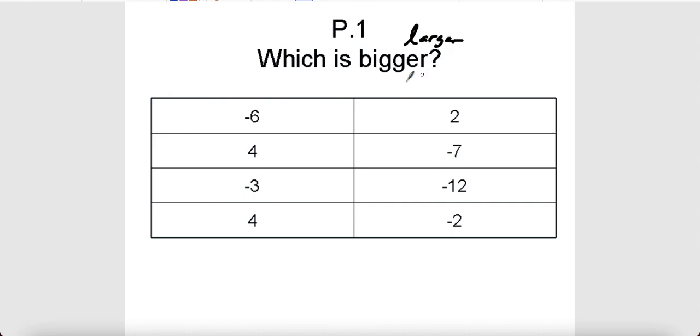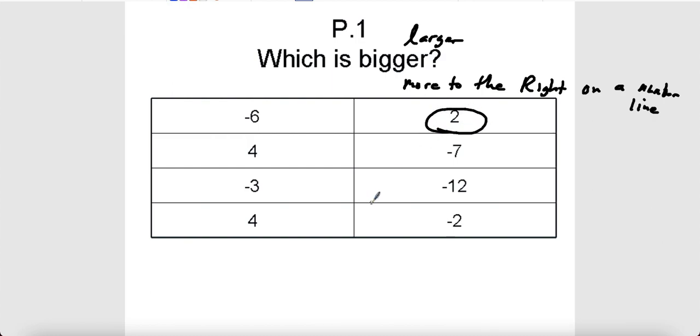So when we mean larger, what we mean is more to the right on a number line. That's what we mean when we think of which is larger. Well, if you envisioned a number line, which of these two would be more to the right? Well, it'd be the 2.